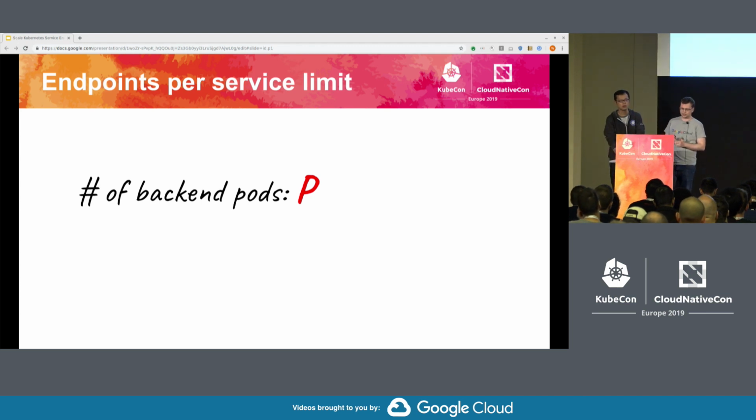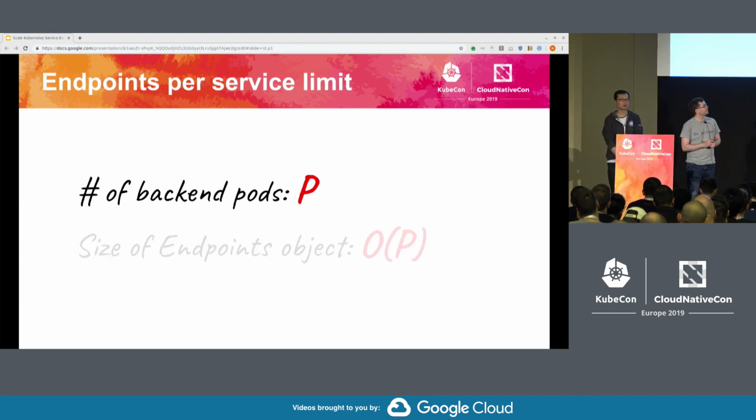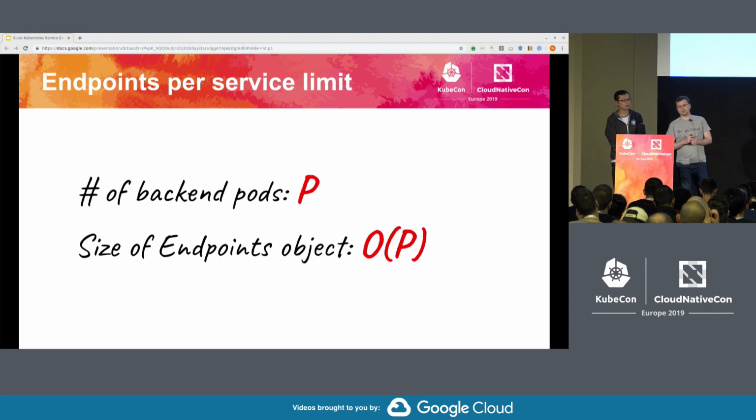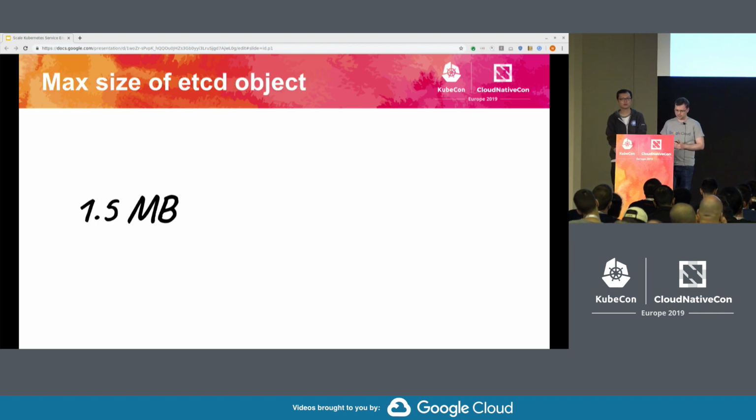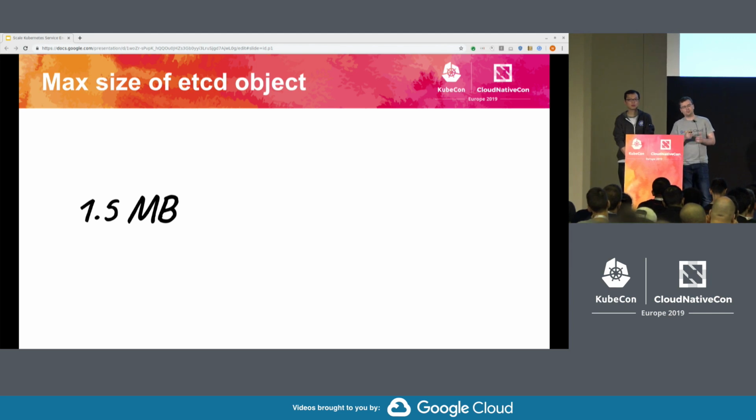Let's say that we have P backend pods in a service. Then, as I mentioned in the previous slide, the size of the endpoints object is proportional to that P. With roughly 5,000 endpoints, it depends on the length of the names of those pods and the name of the namespace and stuff like that. But with roughly 5,000 endpoints, we are getting to the point where the endpoints object has 1.5 megabytes of size.